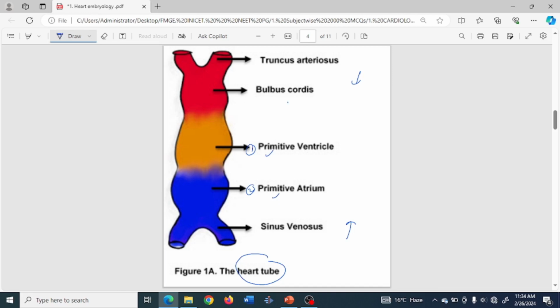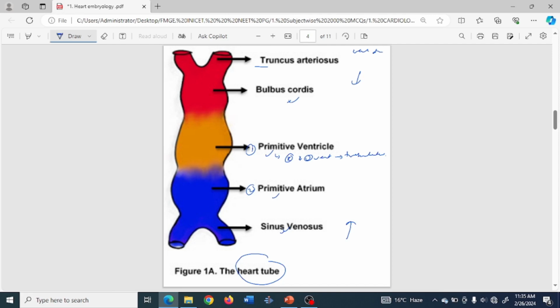Above the primitive ventricle there is bulbus cordis, and below the primitive atrium there is sinus venosus, and at the top there is truncus arteriosus. Now we have to understand that this structure give rise to which structure in well developed heart. So let's see. It is very easy. Primitive ventricle. From ventricle we get ventricles, right and left ventricle. But which part of the right and left ventricle? Trabeculated part. Okay, trabeculated part. In ventricle there are two main parts, trabeculated and a smooth part.